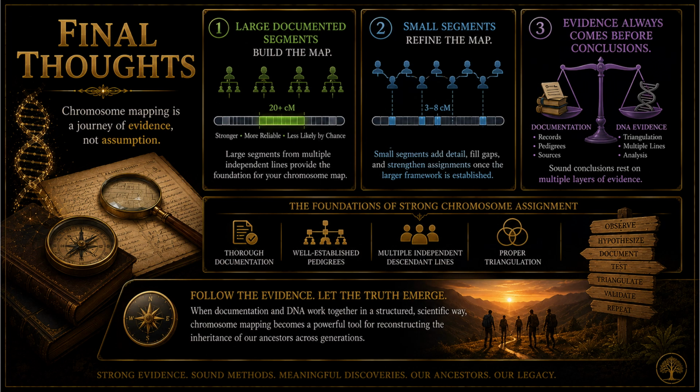If we reverse that process, starting with small segments and building theories around them, we risk creating conclusions based on coincidence rather than inheritance. The goal of genetic genealogy is not to prove what we hope is true. The goal is to follow the evidence wherever it leads. When we allow documentation and DNA to work together in a structured, scientific way, chromosome mapping becomes far more than a collection of shared segments. It becomes a reproducible method for reconstructing the inheritance of our ancestors across generations.